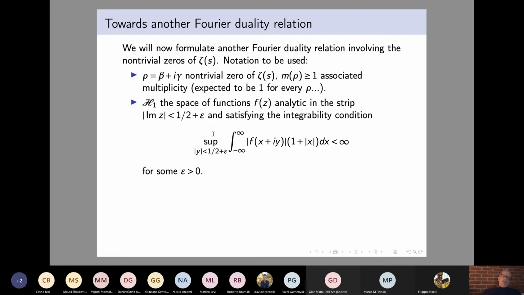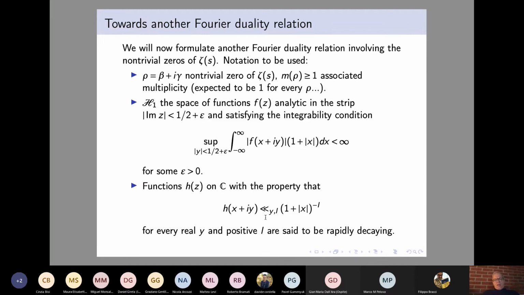And I will give you a statement which is sort of analogous to Riemann-Weil, and I would like to work with a space of functions which is more or less the same kind of functions that you plug into Riemann-Weil. But let me make it precise. I look at functions f. I call this set of functions H1, functions that are analytic in this strip, which you can think of as the critical strip plus epsilon. And I require a certain integrability condition. It's a technical thing. We couldn't allow functions to decay too slowly in this formula.